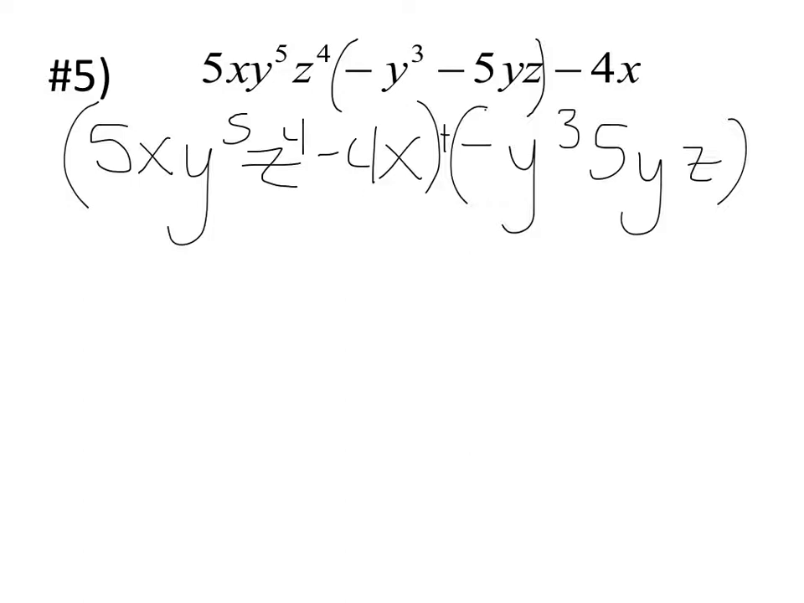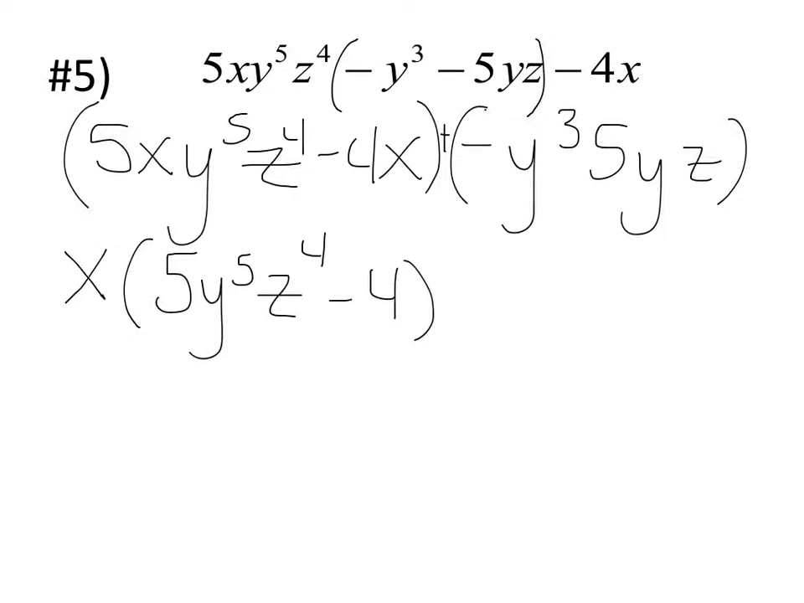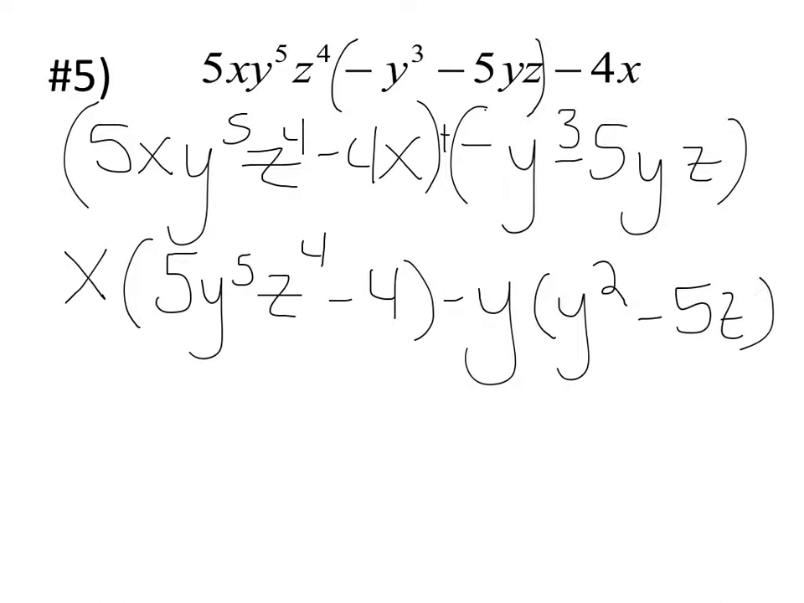So we have an x in common, and that leaves 5y to the 5th z to the 4th minus 4. And then back here we have a y in common. So we'd factor out a negative y, leaving me y squared minus 5z. Okay, that's not going to work. So let's try something else.